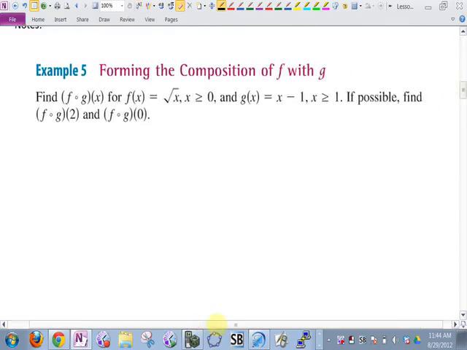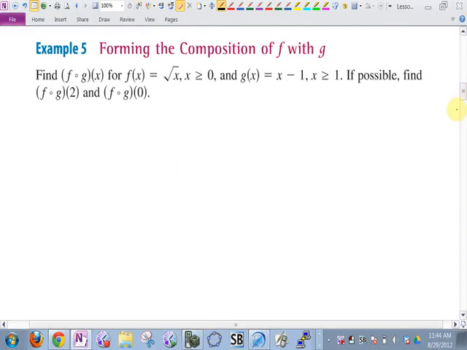Okay, here's our example. They give us a function, f of x equals the square root of x, comma, x greater than or equal to 0. What is that there for? We'll talk about that. They give us another function, g of x equals x minus 1, x is greater than or equal to 1. And then they ask us to find f compose g of x. Okay, simple enough.